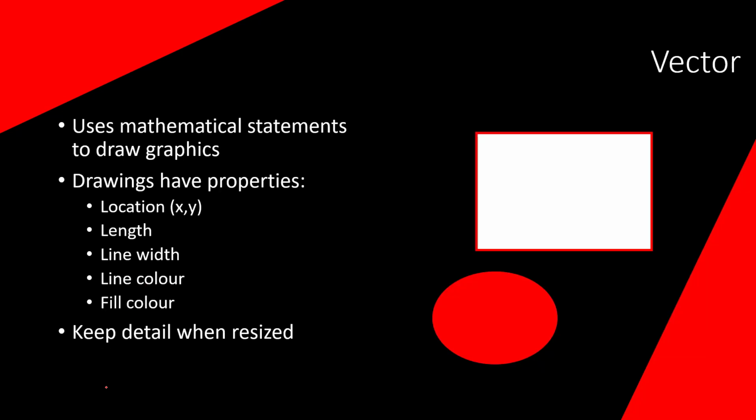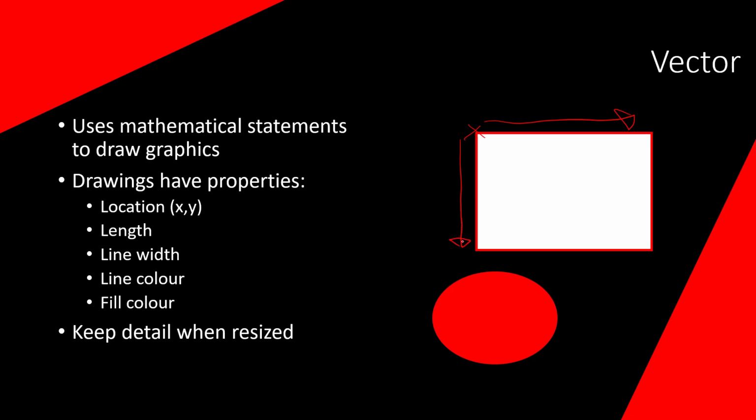Vector graphics use mathematical statements to draw these graphics. So it means we can resize them and change their shape and appearance quite easily without losing any detail. But to do that, we need to know a few properties. So we need to know locations: you might need a starting point for drawing the shape. We might need to know what direction, and the length, how many pixels or centimeters to go in that direction. Same with the width, if we're drawing a rectangle.